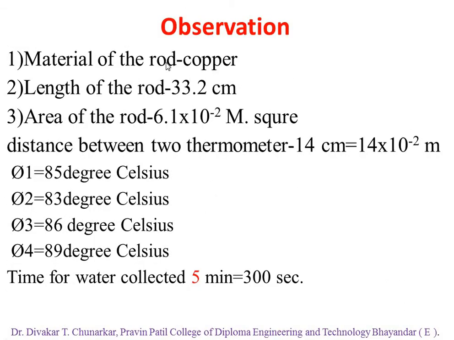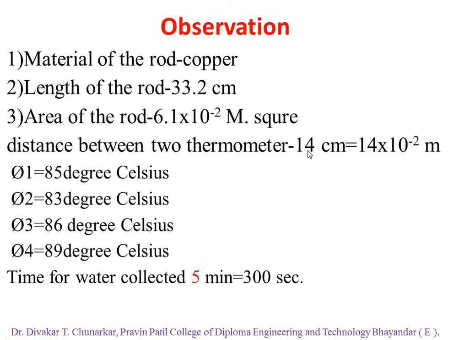Suppose, material of the rod, this is our physical observation. Material of the rod is copper, length of the rod 33.2 centimeter, area of the rod 6.1 into 10 to the power minus 2 meter square. Because first we get centimeter square, but this 6.1 centimeter square we have to convert into meter square. So divided by 100, because 100 centimeter equal to 1 meter, and therefore we get the area of the rod 6.1 into 10 to the power minus 2 meter square.